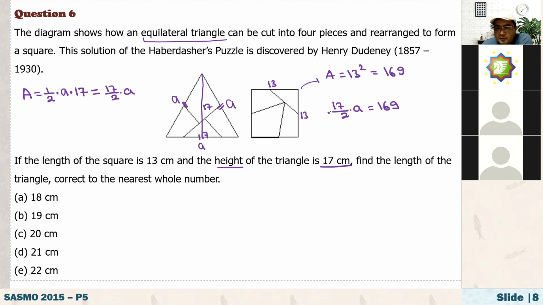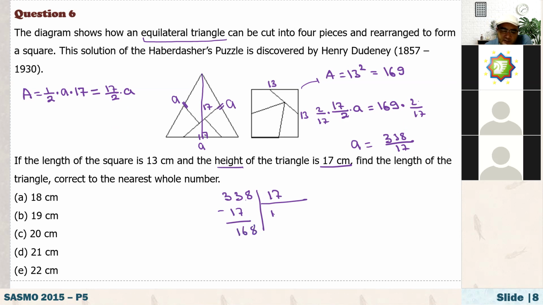Now, if you multiply both sides by 2 over 17, on the left-hand side I have a. On the right-hand side, 2 times 169 is 338, so 338 over 17. And now you know how to divide this because you are not allowed to use a calculator. You should just divide this using the long division method. If we have 338 divided by 17, we have 1 times 17 is 17, and subtract: 33 minus 17 is 16, and bring down 8. So now here we have not 10, but 9, right?